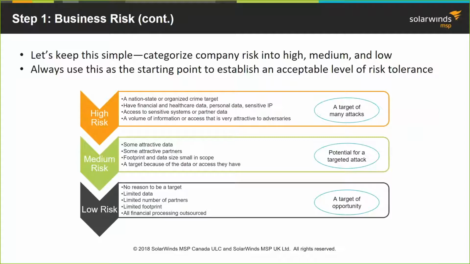So the next one is medium risk. What falls into medium risk? Medium risk means they have a potential for a targeted attack. They have some attractive data and some attractive partners. They have a footprint and data size that's small in scope, but they're a target because of the data or the access that they have.